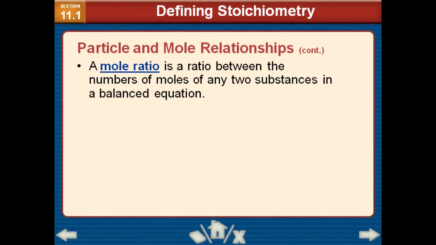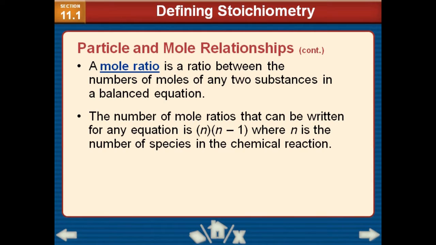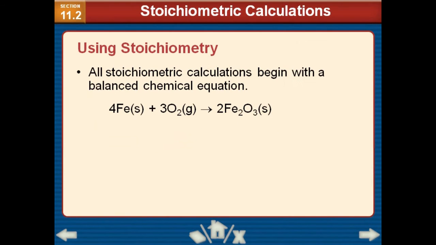Reviewing from last time, a mole ratio is a ratio between the numbers of moles of any two substances in a balanced equation. The number of mole ratios that can be written for any equation is n times n minus 1, where n is the number of species in the chemical reaction. All stoichiometric calculations begin with a balanced chemical equation.